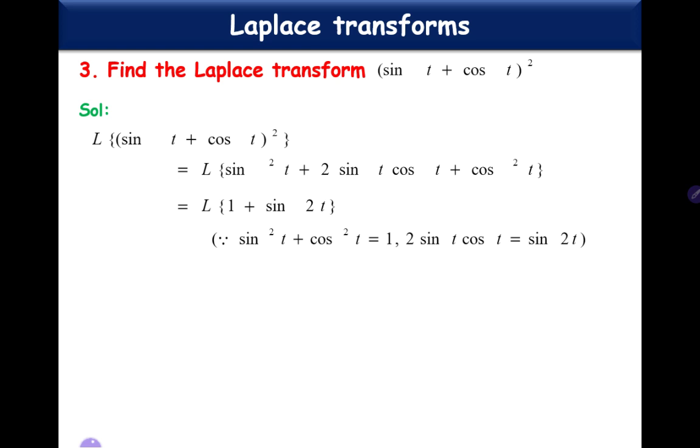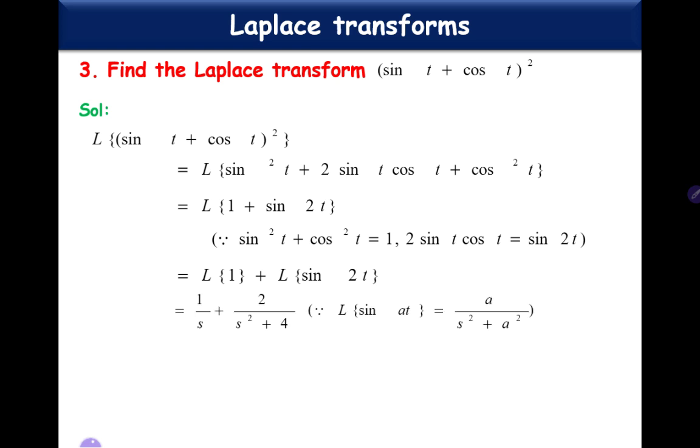Now again using the linear property of the Laplace transform, we can write it as L of 1 plus L of sin 2t. What is L of 1? It is 1 by s. L of sin 2t is 2 by s² + 2², that is 2 by s² + 4. So taking LCM and simplifying, we get it as (s² + 2s + 4) by s(s² + 4).